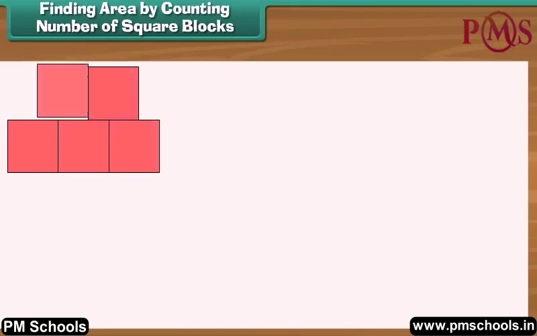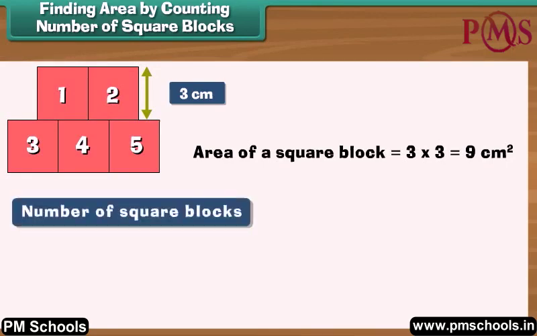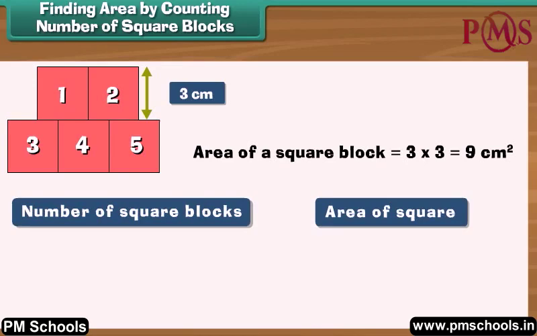Now let us calculate the area of a figure that is made up of square blocks, each of length 3 centimeters. The area of each square block of length 3 cm is 3 into 3, which is equal to 9 cm square. Now count the square blocks. They are 5 in number. So the area of the figure can be calculated as the number of square blocks multiplied by the area of one square block. Therefore, the area is 5 into 9 is equal to 45 cm square.